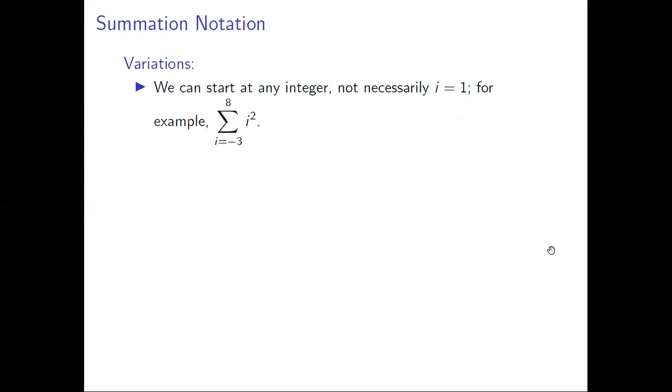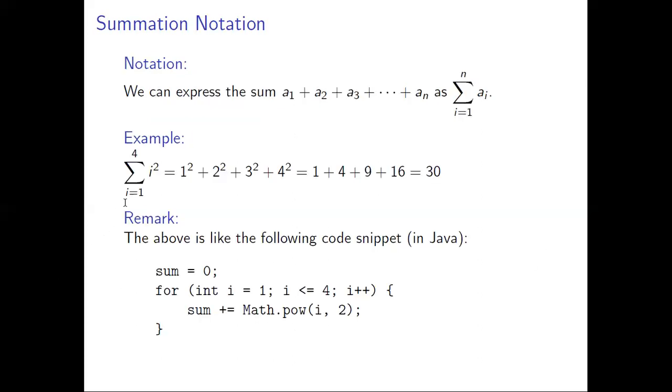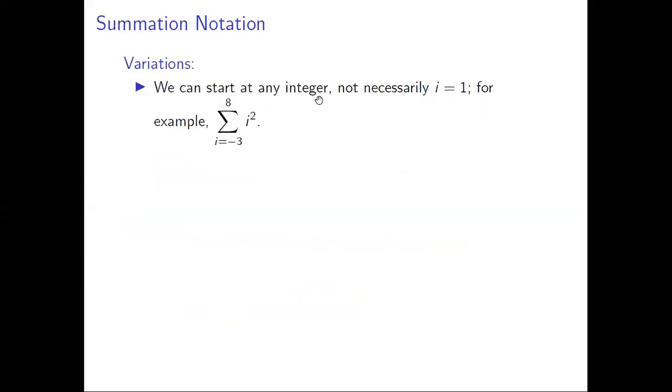Okay, so some more details about summation notation. There are some variations that we can do as well. So a typical example, we start from i equals 1, and that's how I first introduced it. But really, we can start at any integer, not necessarily i equals 1. For example, we can start at -3. Nothing wrong with that. And it would just be the same thing. You'd start from i equals -3, so it would be i to the power of -3 plus i to the power of -2 plus i to the power of -1 plus i to the power of 0, and so on, all the way through 8.